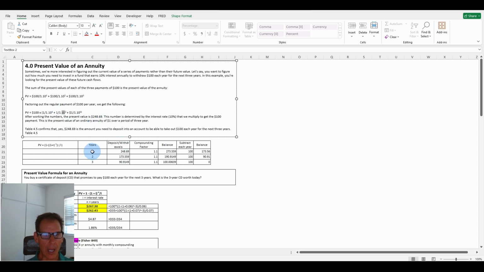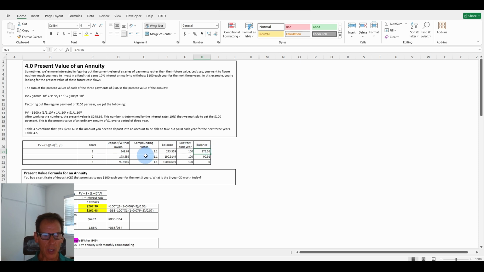Working backwards, how does this work? I'm going to show you. I'm going to map this out. Year 1, year 2, 3. We take 248.69. That's what you deposited. It earns 10% annually. At the end of the year, it's 273.59. You take out $100. 100 minus this is 173.56.